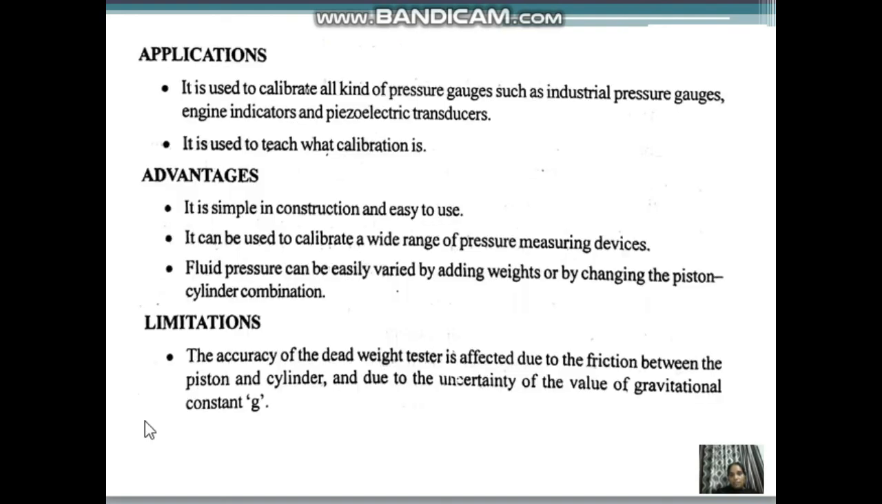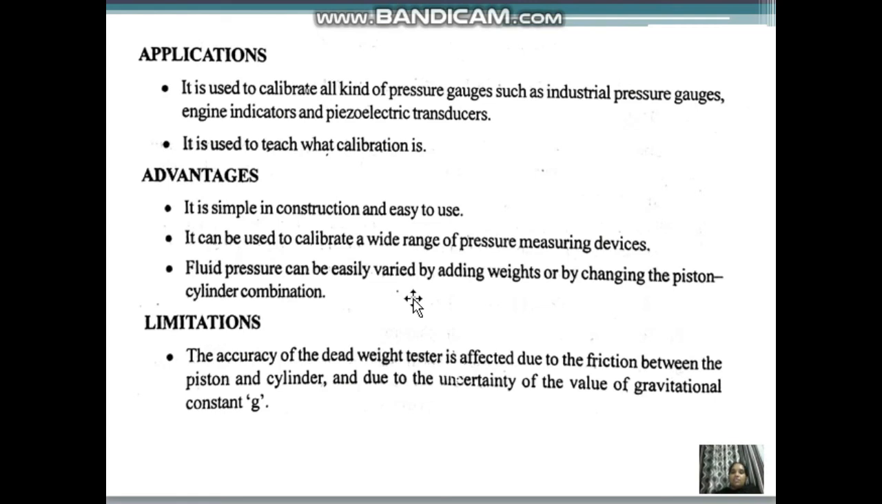Coming to the applications, it is used to calibrate all kinds of pressure gauges such as industrial pressure gauges, engine indicators, piezoelectric transducers, etc. So mainly it is used to calibrate pressure gauges. Coming to advantages, it is simple in construction, easy to use, and can calibrate a wide range of pressure measuring devices. Fluid pressure can be easily varied by adding weights or by changing the piston cylinder combination.